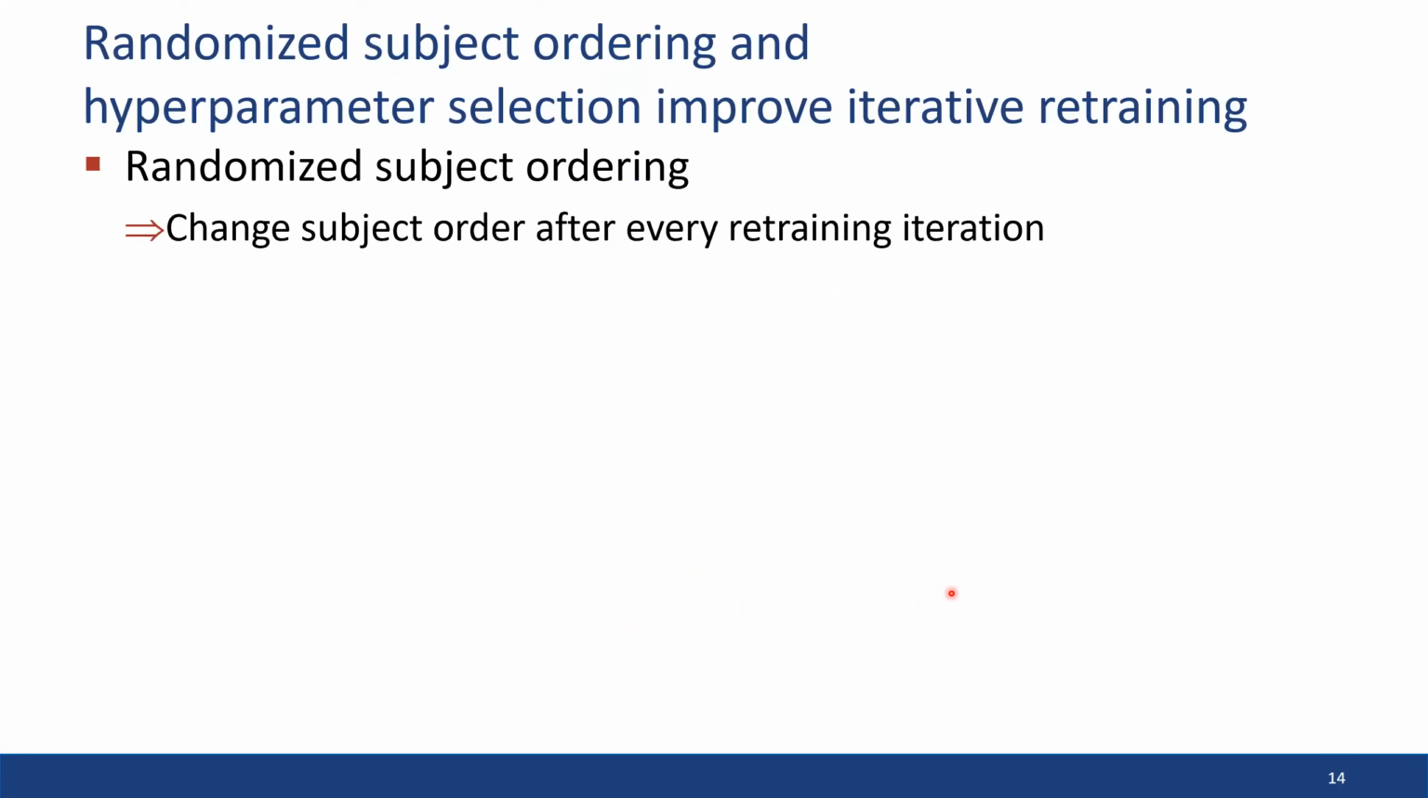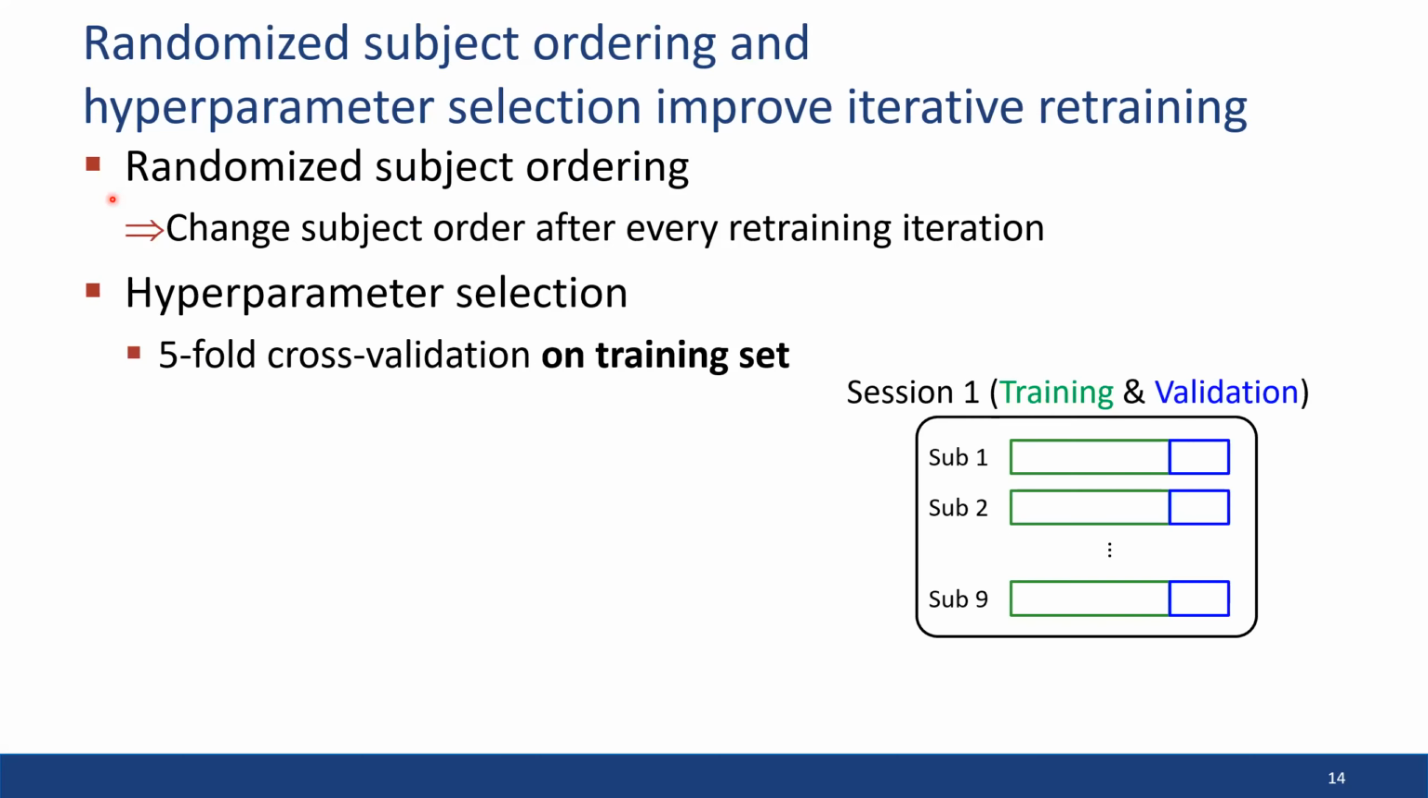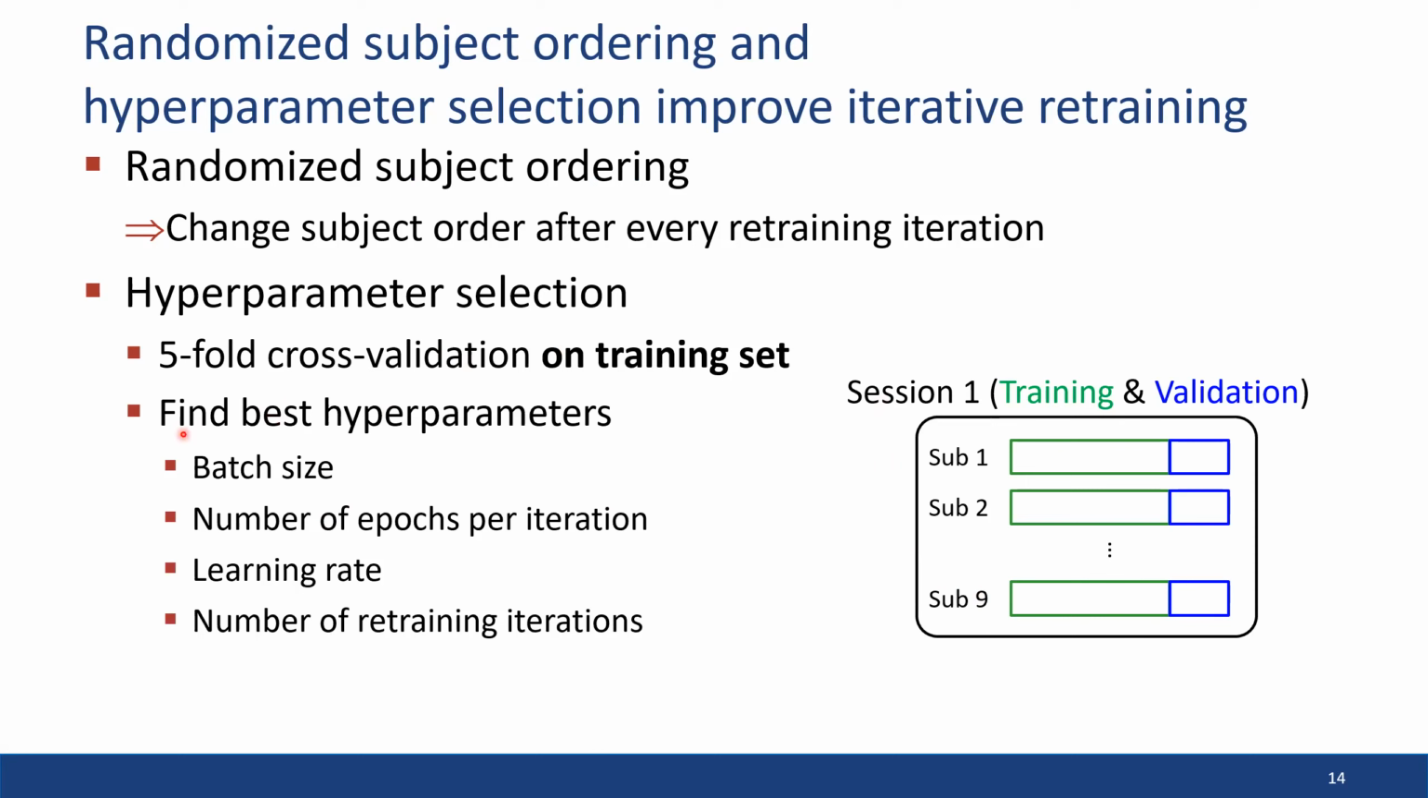So we did take a couple of measures to introduce and improve this retraining. One of these is randomized subject ordering. So we're not only just training subject 1 after 2 and so on, but we're always shuffling the order after every retraining iteration. Moreover, we conducted a fine-grained grid search over different hyperparameter selections, and this gave us a huge gain in classification accuracy. For that, we first split our training set into training and validation sets and found the best hyperparameters in terms of batch size, number of epochs per iteration, the learning rate, and also the number of retraining iterations overall.